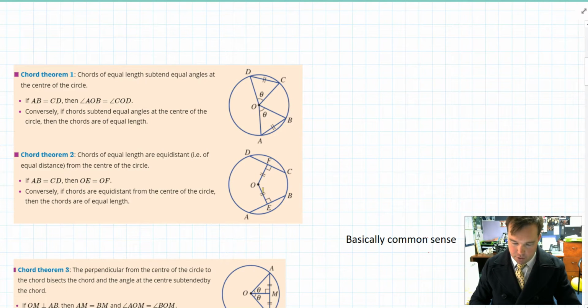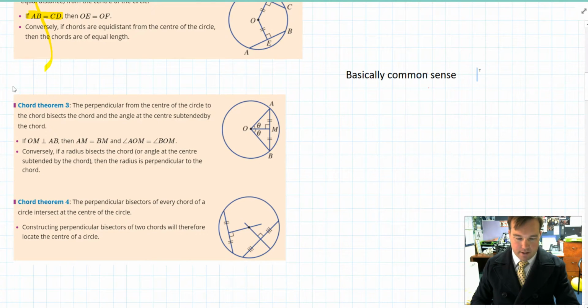Here, if you draw a chord and a chord, and if AB equals CD, so if the chords are equal length, then the distance from the middle of the circle to the middle of the chord will be equal for each case. Again, rather an obscure one that barely ever comes up, but easy enough to know. Same here, common sense. If you have a chord that you cut in half, like that, equal, equal, right angle there, and those angles are equal.